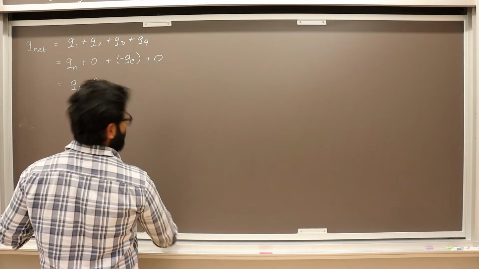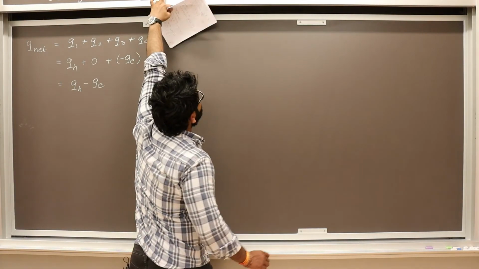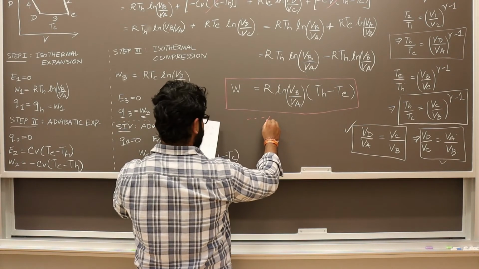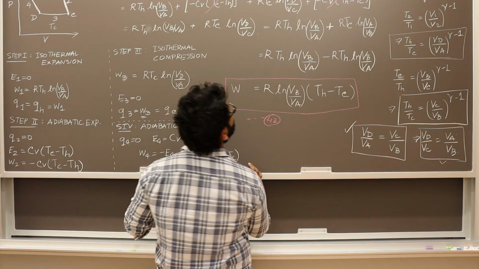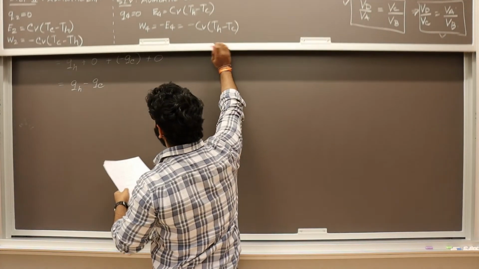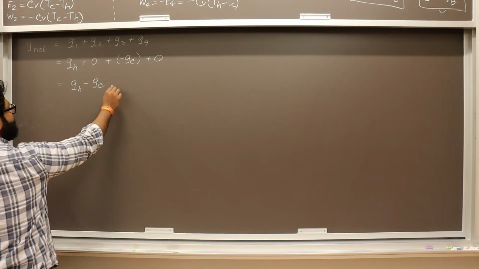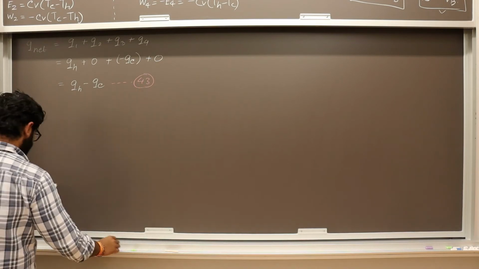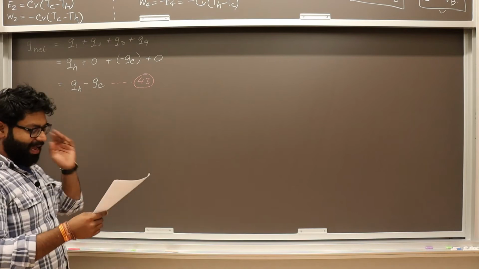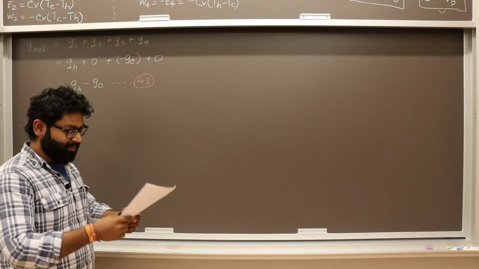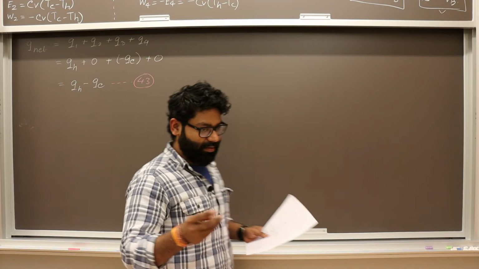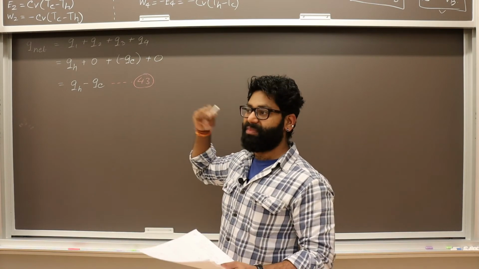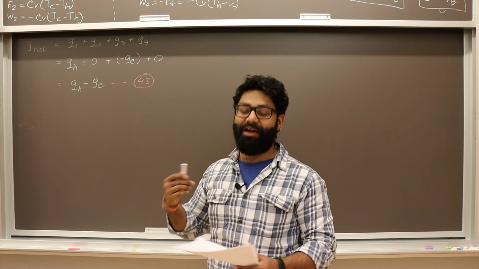So let me number these, sorry. Let me number this as 42, and 43, okay, the Q net. Okay, so we also have the net internal energy change that was equal to 0. So we have Q net, you have E net, the change in internal energy, and you have the W.